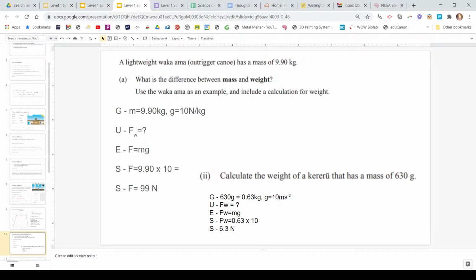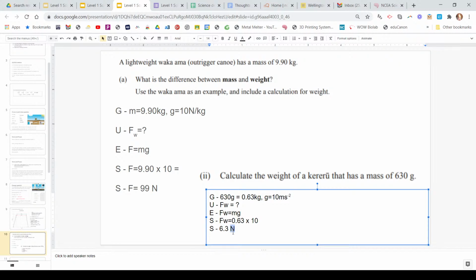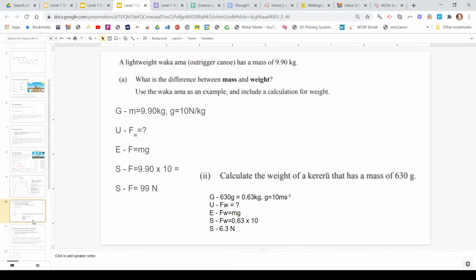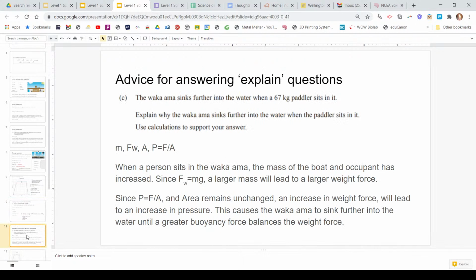g is 10, and then weight force again: write the formula, substitute the numbers in, and solve to get 6.3 newtons. Always remembering to check that you've got the right units for the question. So it's good to go back and reread the question and double check that your units match that. Okay, so then I think that gives us just enough time to finish with pressure, force, and area.